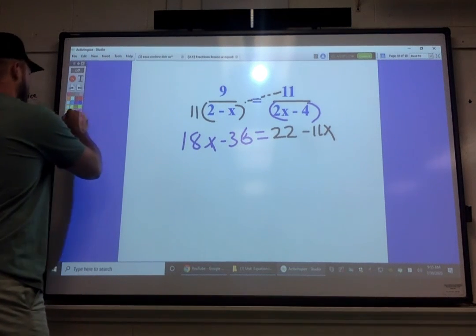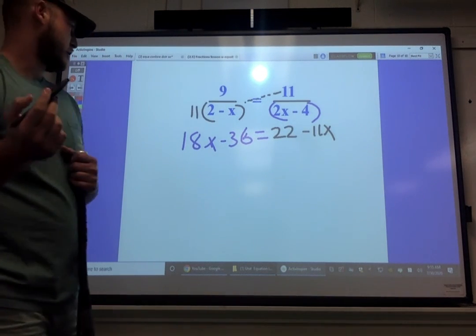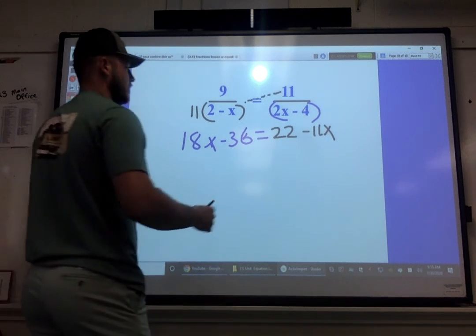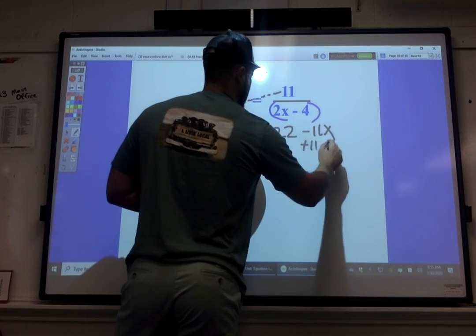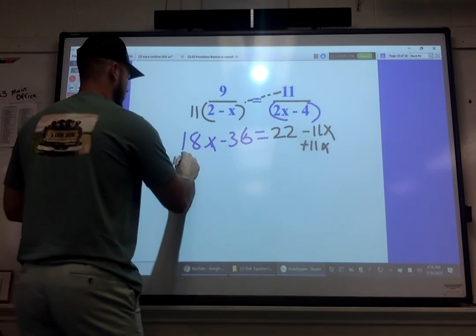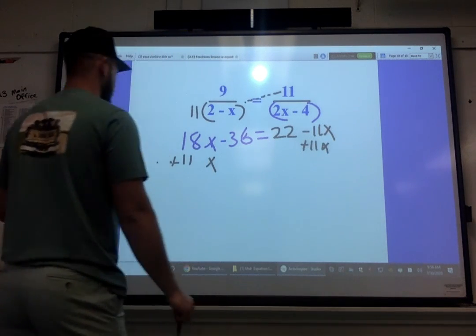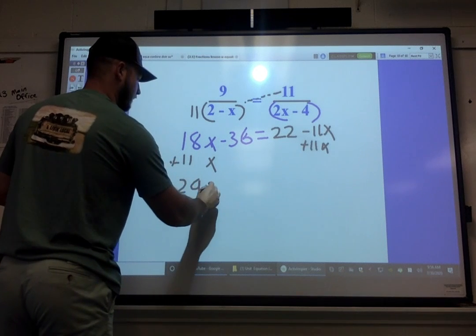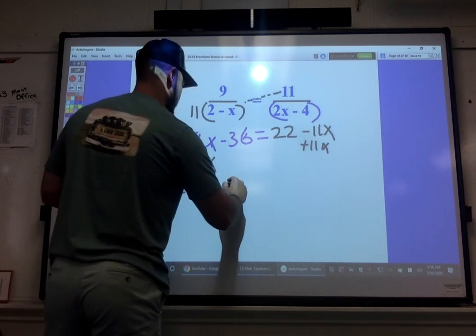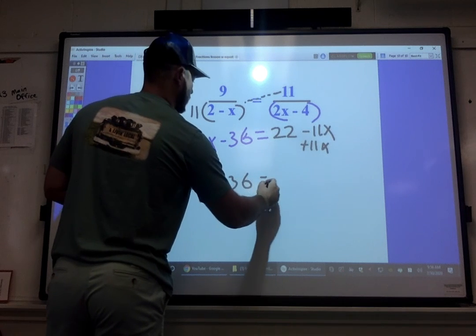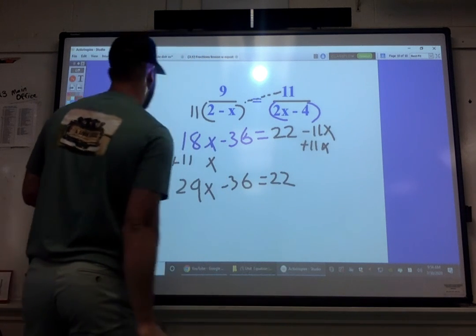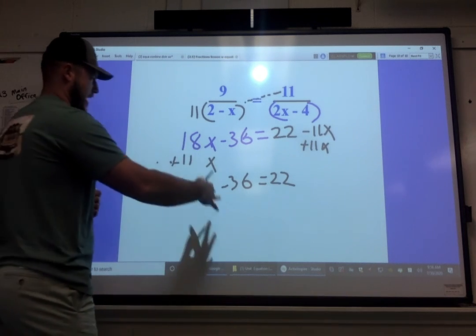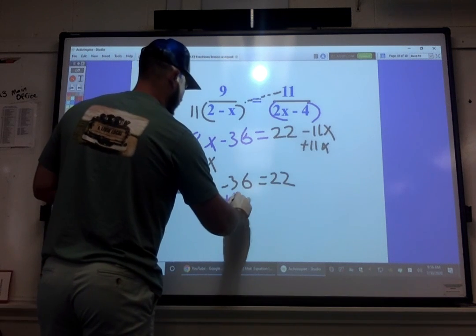Now it looks like some problems we've already been working through. There's nothing to distribute, so let's get our x's on the same side. I'm going to add 11x over here. So now I've got 29x minus 36 equals 22. To get my x by itself, I'm going to go ahead and add 36 over here.